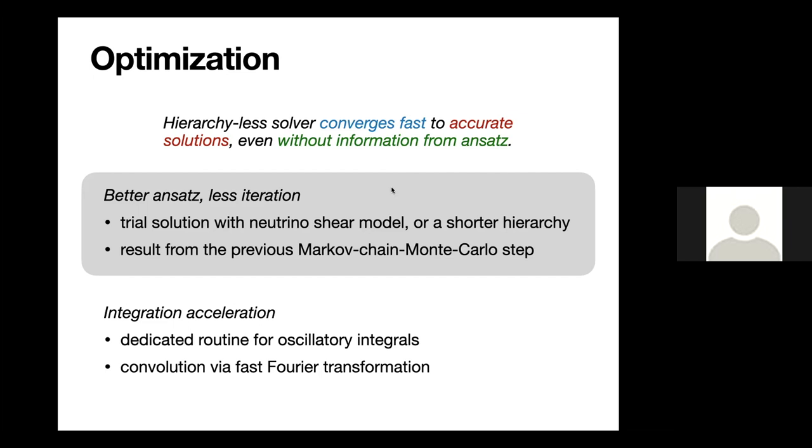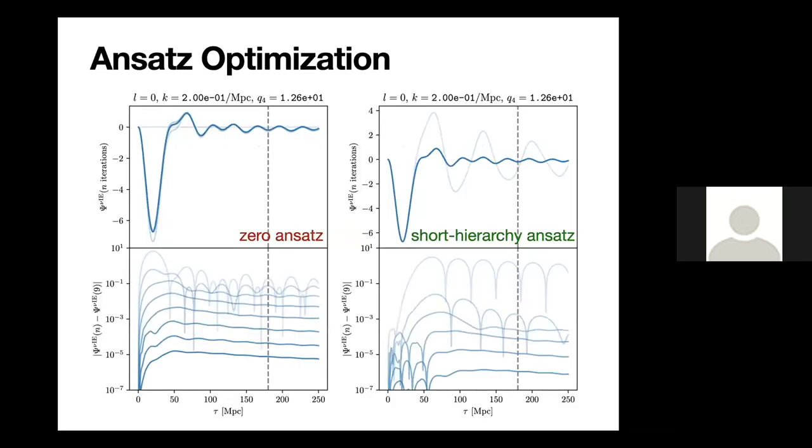And the second case is a little bit more compelling, because most of the time, these codes are not run in isolation. Most of the time they are used in what is called a Markov chain Monte Carlo sampling of the posterior. So you are actually evaluating two models very close in the theoretical parameter space, and presumably they will have very similar neutrino evolutions. So the neutrino evolution from the previous step is probably a very good ansatz for the starting point of the iteration for the next model. So here is a quick example showing the first possibility.